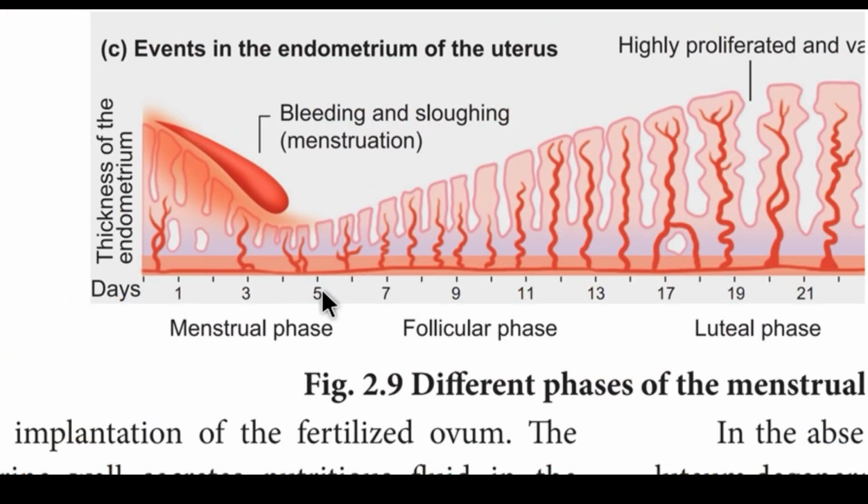First, 1 to 5: the bleeding and sloughing of the menstruation, and the thickness of the endometrium. That is the more important point. In the human uterus, the endometrium starts with a thickness of only 5 millimeters, and up to menopause the thickness will be reduced. That is the normal one, I think.